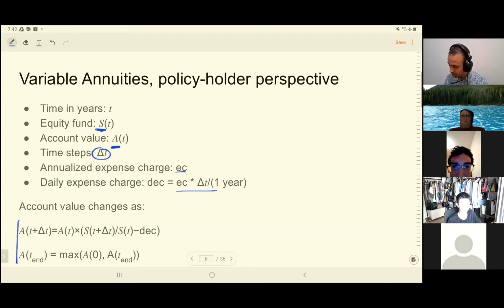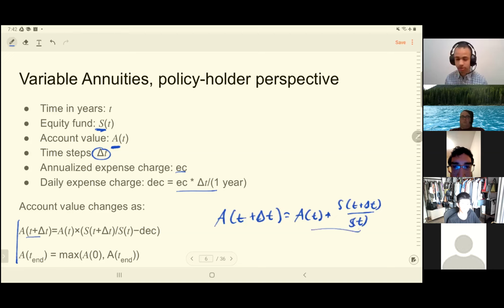And so what actually happens? Maybe I can rewrite a portion of this equation here. So we're going to say that A of T plus delta T is equal to A of T times this proportionate increase in the equity. So this is going to be S of T plus delta T divided by S of T. So with just this much, of course, A is simply changing in proportion to the changes in this equity fund. However, we do have this very small charge that's assessed every time a delta T passes that's going to draw it down. And it's important to understand that DEC here is actually being multiplied by A of T. And so what that means is that the expense charges are typically larger for larger accounts.